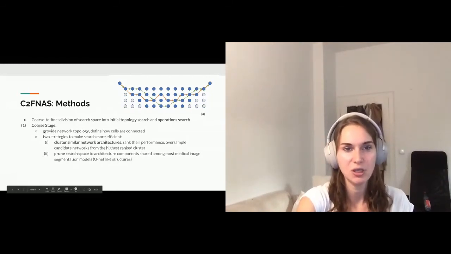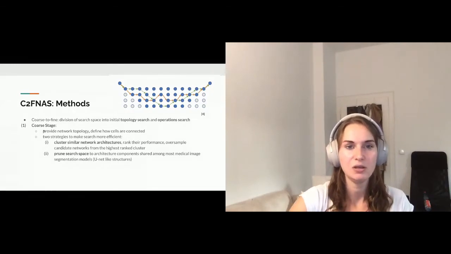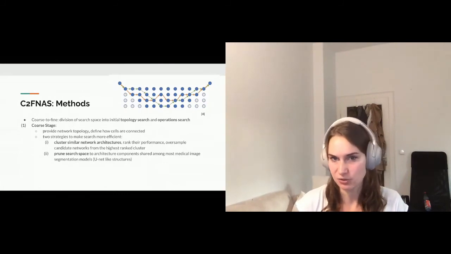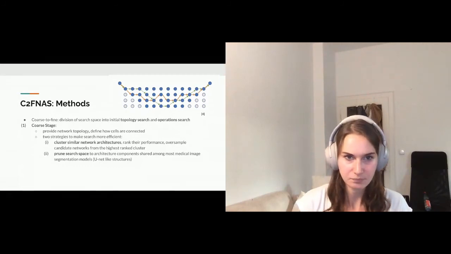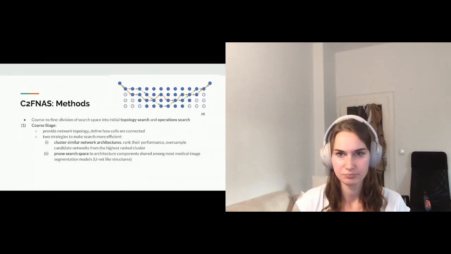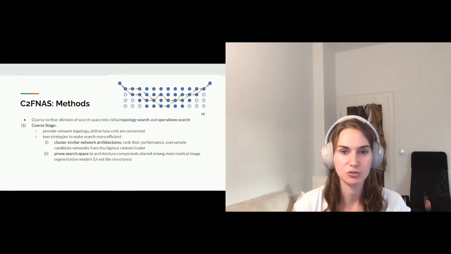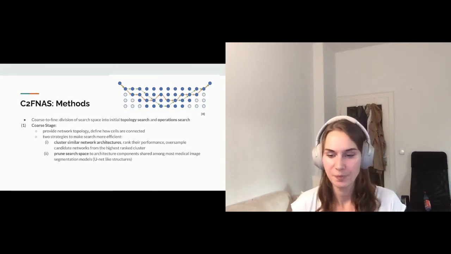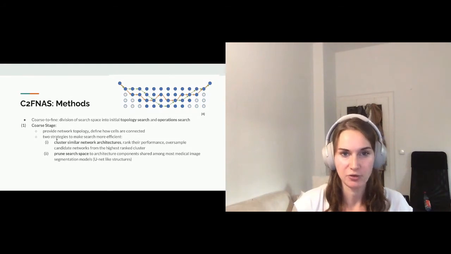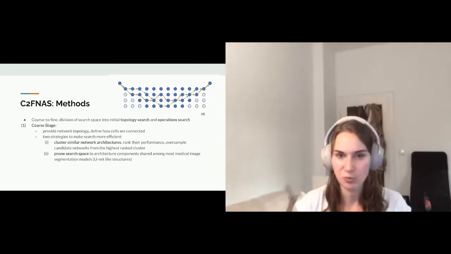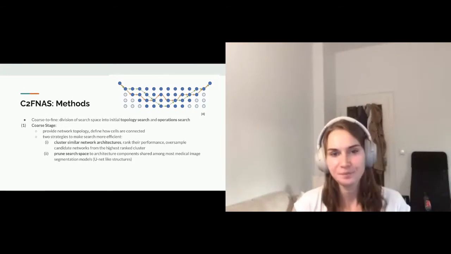So the coarse stage, during that stage, they basically search over a network topology and define how cells are connected, and cells being layers. So how the different layers are connected, what type of layers they're using, and essentially providing the broader architecture. And then in the fine stage, which I will speak of in a second, they will then define the more fine-grained features, such as what type of operations are applied in the cells. But to stick with the coarse stage, the search space is too large, so they have to come up with ways to make it more efficient. And they have two strategies.